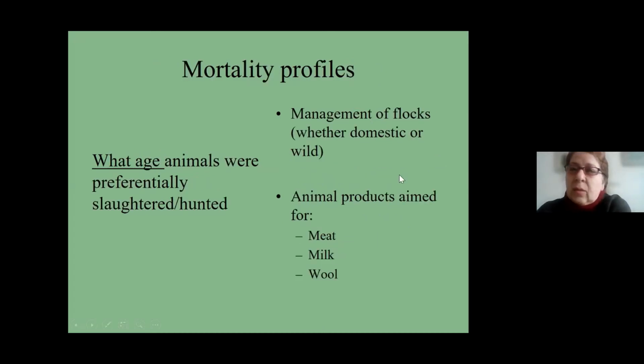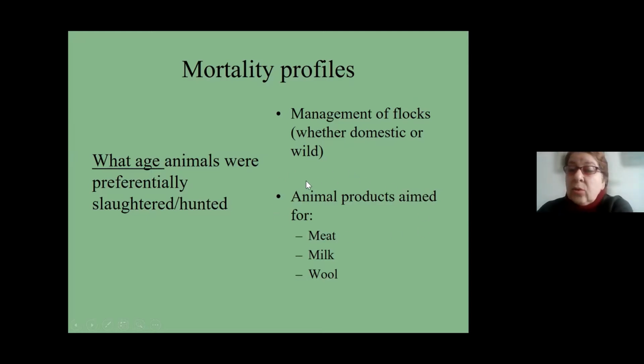The last technique I will use is mortality profiles. Here we look at what age the animals were slaughtered or hunted, if you want to say. So we create a profile to see the mortality of the hunted and slaughtered animals. It will tell us about the management of flocks, how people manage their domestic flocks, or even the wild flocks by selectively hunting animals of certain ages.